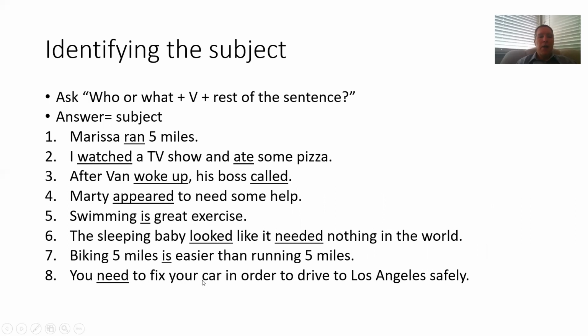So, for example, I've got ran 5 miles. There's the rest of my sentence, verb and everything to the right. So ran and everything to the right of it. And I ask who or what. Who ran 5 miles? Oh, the answer is Marissa. So Marissa is the subject, okay?